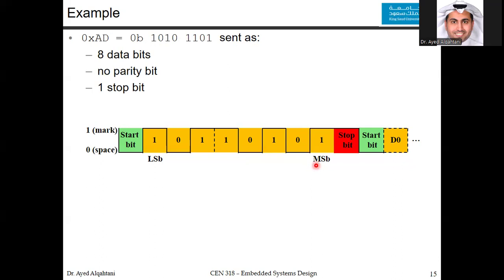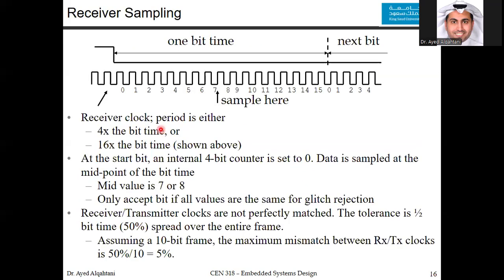And so on. Now, let's say we generated this in the transmitter and we send it to the receiver. So the receiver should look for the start bit. Once it knows that this is the start, it starts accumulating the bits. Now, how does the receiver read this bit? Does it read it here, or here, or here, or here? The receiver needs to decide. And this is what we call the receiver sample.